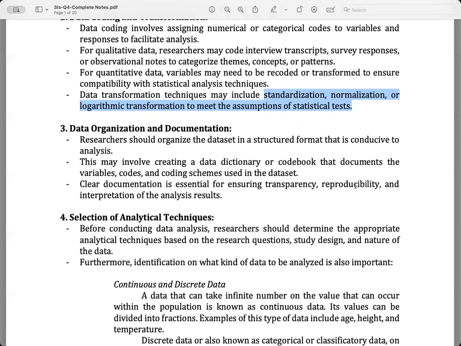So this may include creating a data dictionary or code book, or just a simple legend of assigning that specific numerical code with its interpretation or equivalent nominal data. Okay, and clear documentation is essential for ensuring transparency, reproducibility, and interpretation of the analysis results. All right. Now, so we're done with the three activities.